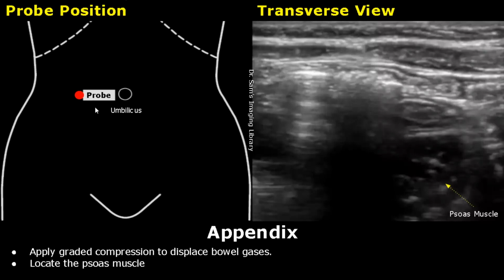Next, apply graded compression to displace bowel gases and locate the psoas muscle by keeping the probe in this manner. You will find the psoas muscle around here, and this is the dirty shadowing due to bowel gases, and you can also see some bowel loops.